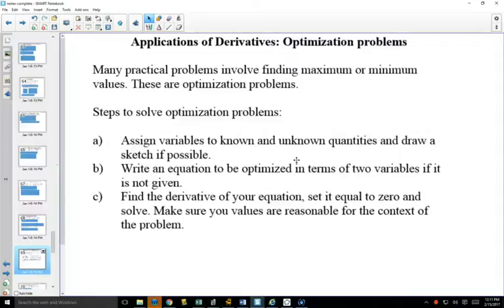So this is the last topic of our applications of derivatives unit. We are going to be having a test next week, Friday, on applications of derivatives. So I can put that up on the board here.